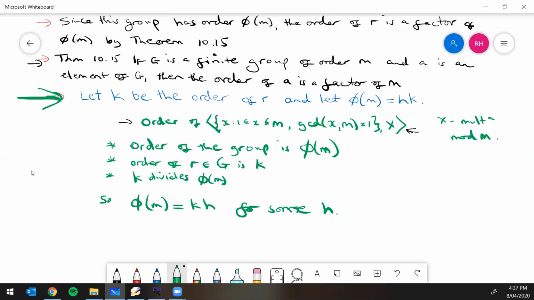In the next video, we'll do the final sentence where it all comes together. And then you can walk away knowing that you understand the beautiful Euler's theorem.